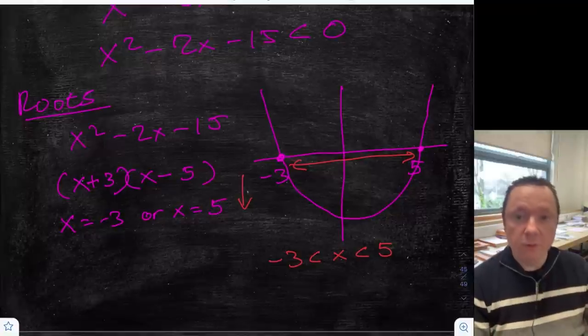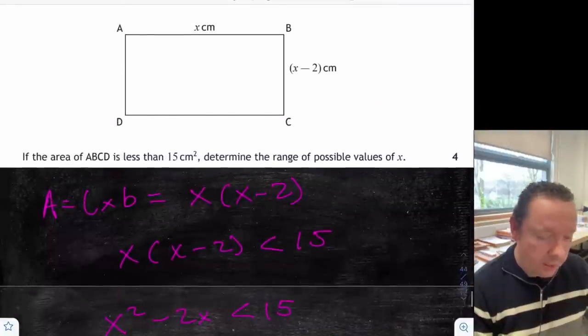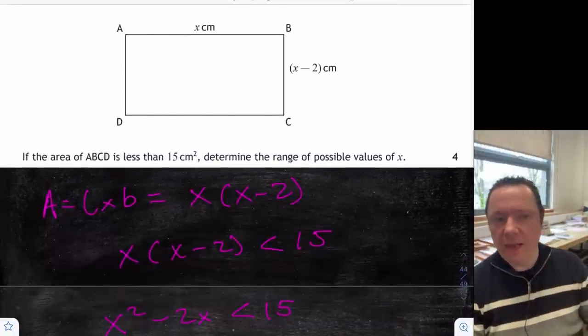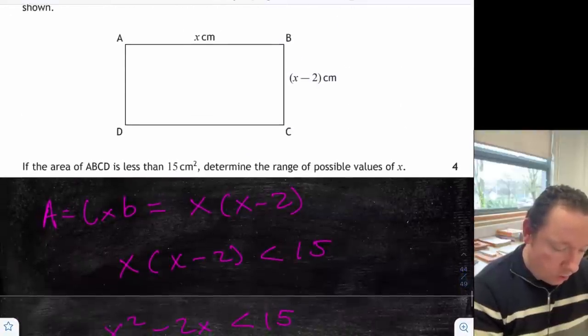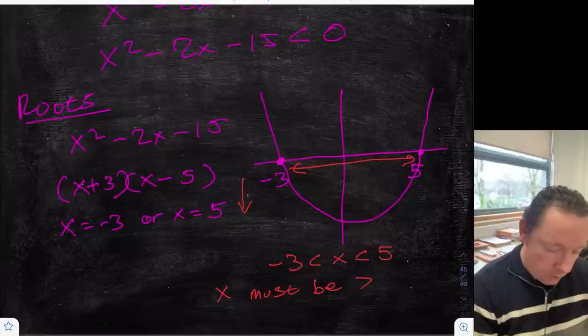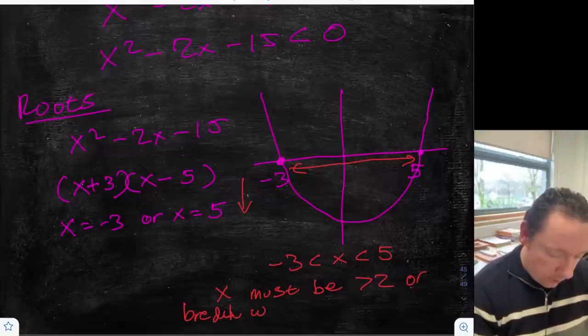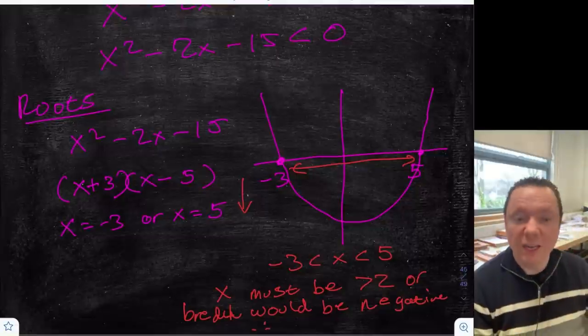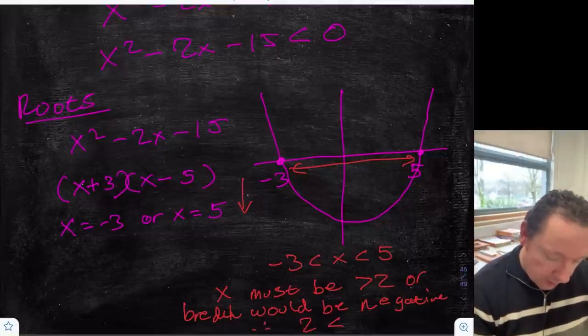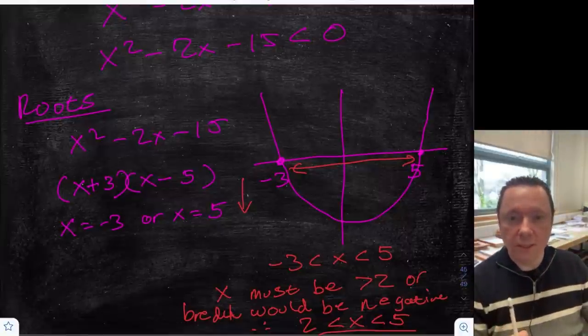But we need to be careful with this question because it is about the area of a rectangle, so we can't have a negative length. x must be, let's have a look. We've got x minus 2 is our smallest, so it has to be bigger than 2, or the breadth would be negative. And therefore, our actual answer is 2 is less than x is less than 5. Need to be very careful with ones where it's in context.